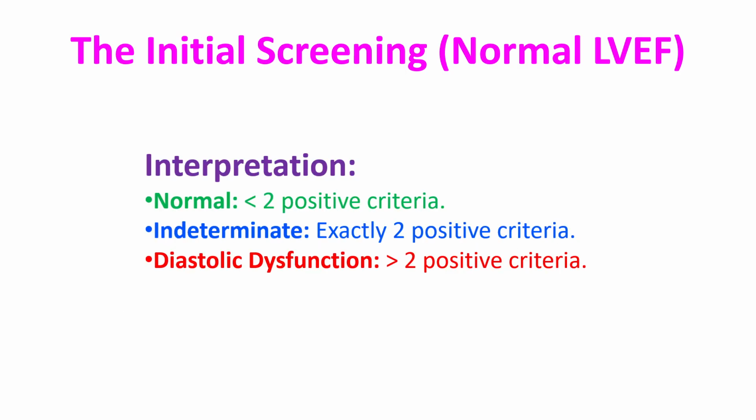Less than 2 positive criteria will be interpreted as normal. Exactly 2 positive criteria is indeterminate, and more than 2 positive criteria will be taken as diastolic dysfunction.